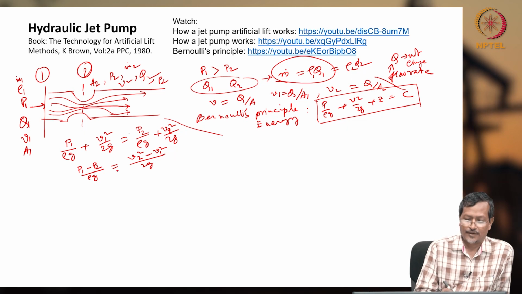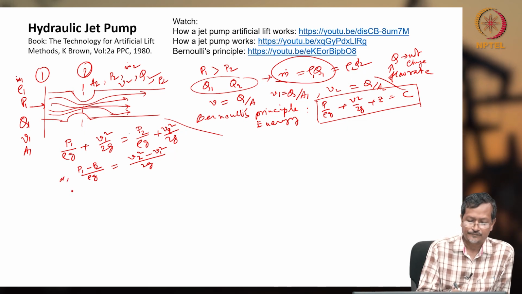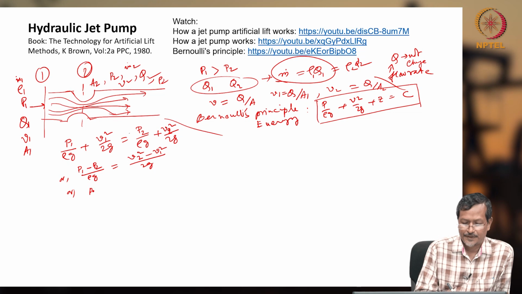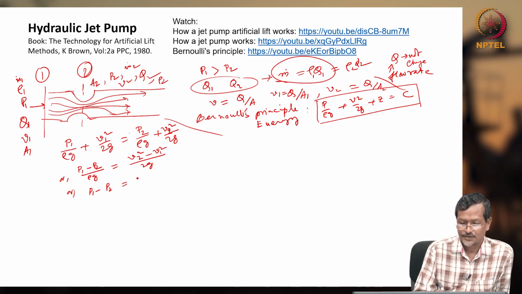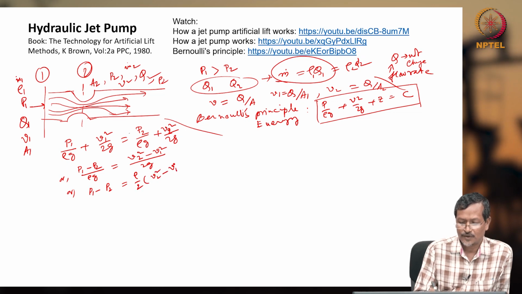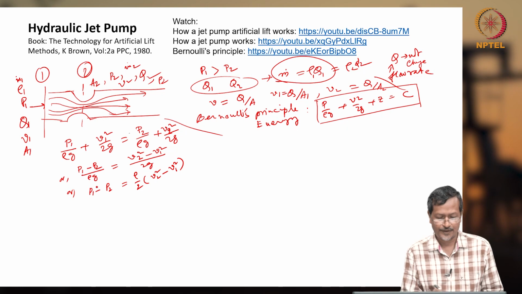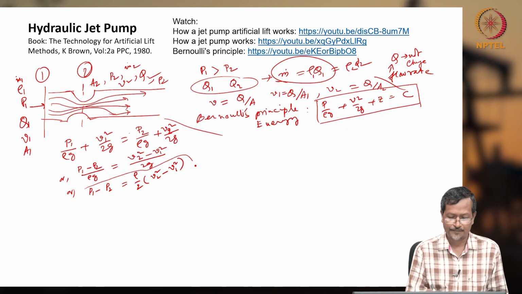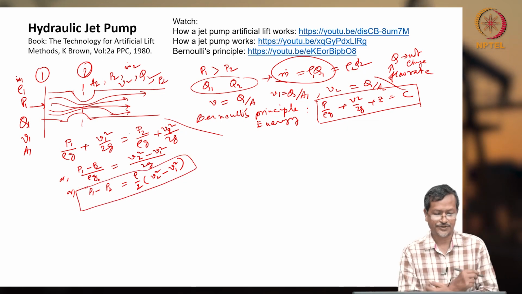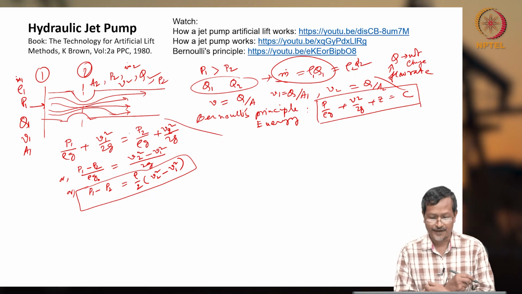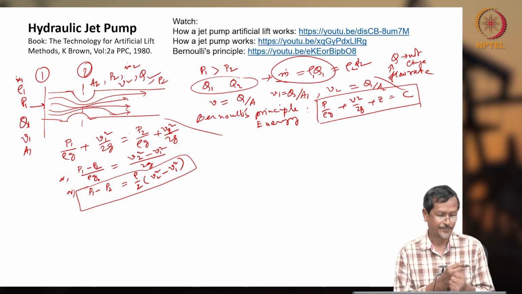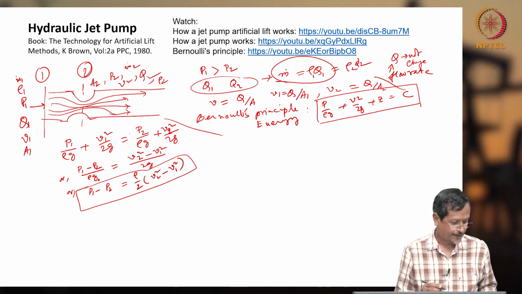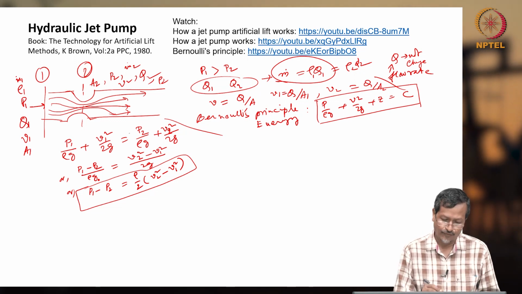Now from here again we can write P1 minus P2 equals rho by 2 times V2 squared minus V1 squared, with g cancelled. So we got one formula for how pressure and velocity relate to area. When area changes, velocity changes, so pressure also changes. Now, the theoretical flow rate.